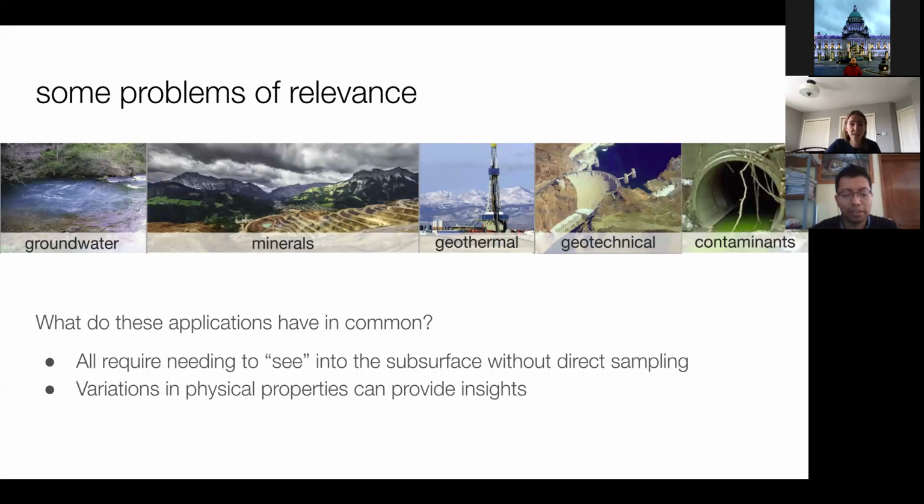If we look at just this collection of problems, what do they have in common? Each of these applications requires that we see into the subsurface without directly sampling. We want to map out where mineral deposits are or where groundwater is without drilling a ton of different holes. Sure, we can use some drill hole information, but those are really only point measurements, when we actually want a much more distributed image, or really a 3D image, of what the subsurface is like. In this case, variations in physical properties, so these contrasts, and in particular we're going to focus on resistivity, can give us some insights about what the distribution of groundwater or mineral deposits might be.